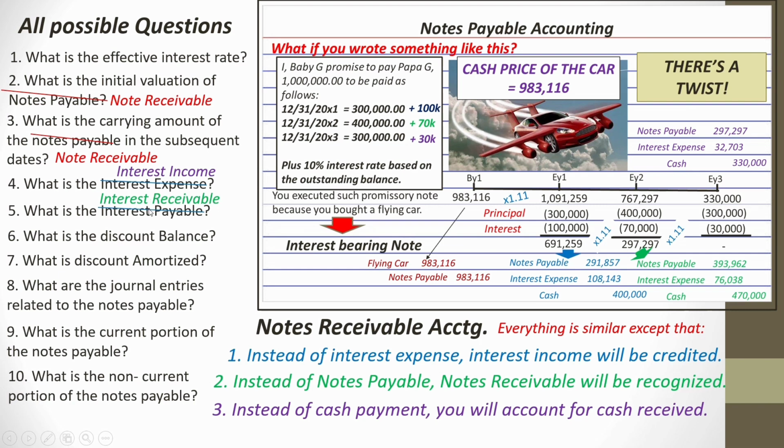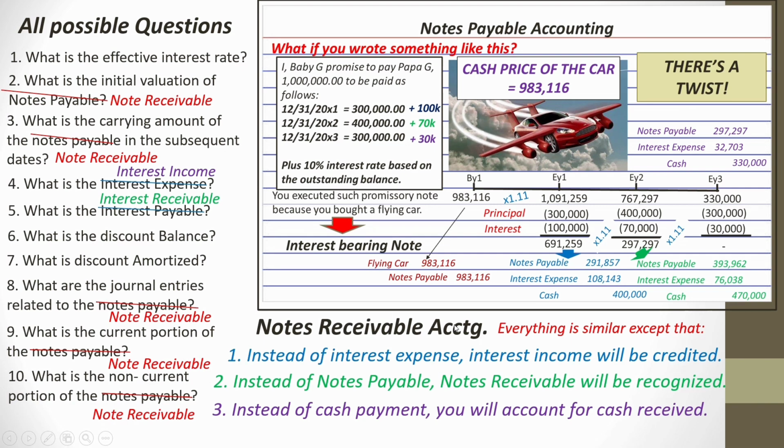If the interest payable is based on the nominal rate or the agreed rate, the interest receivable also is based on the nominal rate or the agreed rate. Possible questions number 6 and 7 are also still applicable. And the last 3 questions are still applicable, except that instead of notes payable, everything will be changed to notes receivable.